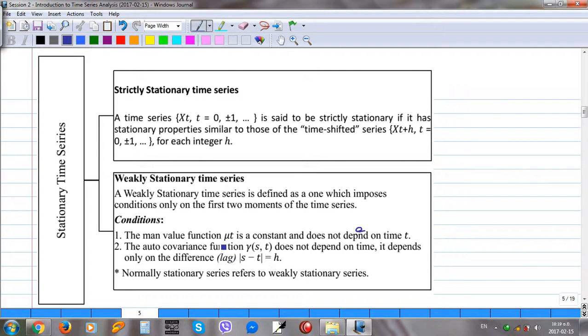So if these two conditions hold, that means it is a weakly stationary time series. Normally we take a stationary time series to mean a weakly stationary time series. We are solving problems related to weakly stationary time series, not strictly stationary time series. So when a problem asks you to show that a process is stationary, you have to use these two conditions, and finally, if both hold, you can write that the given time series is stationary.